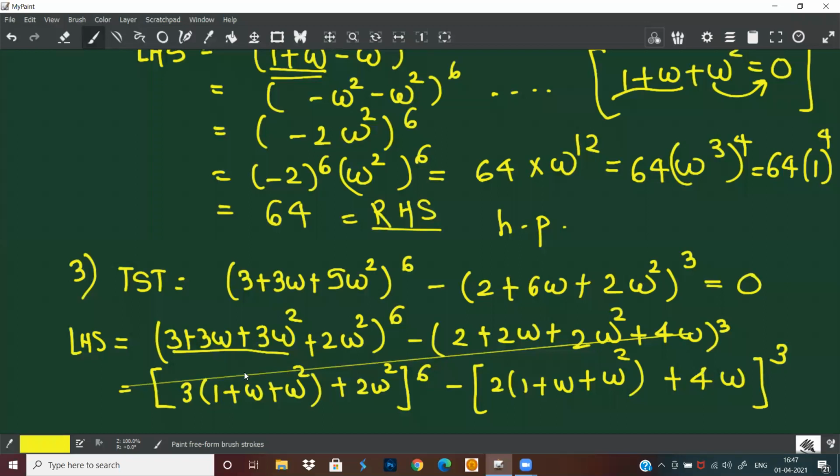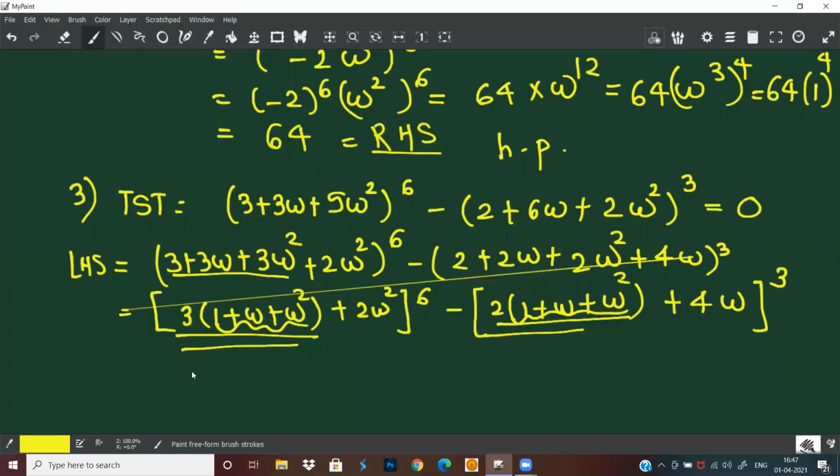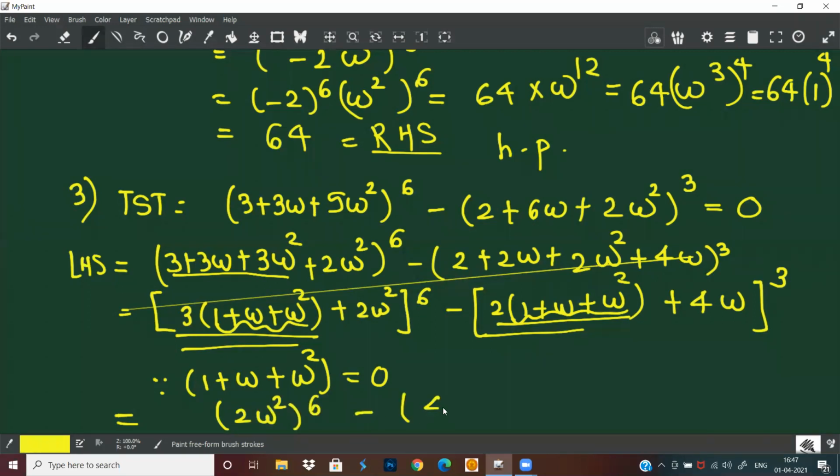All of you did it ना. ये तो 0 हो रहा है. ये भी 0 हो रहा है. मतलब in short, this entire thing becomes 0. You just mention that since 1 plus omega square is 0. So ये तो 0 plus this. So it is 2 omega square का 6, 4 omega का cube.